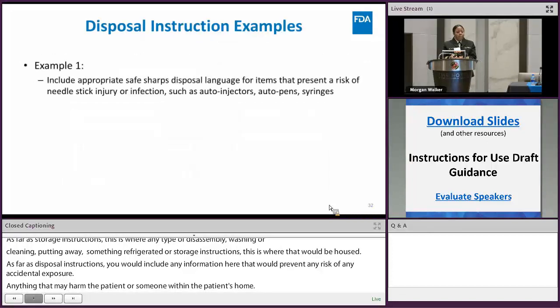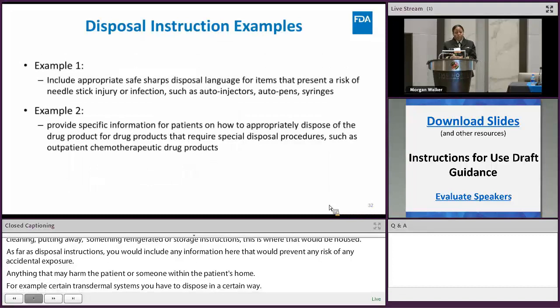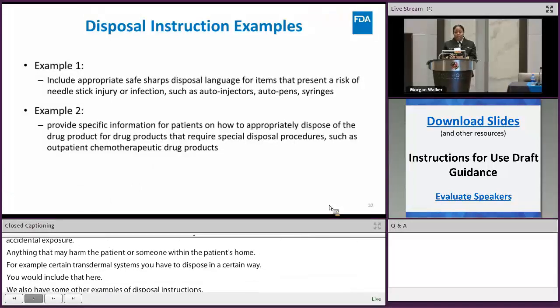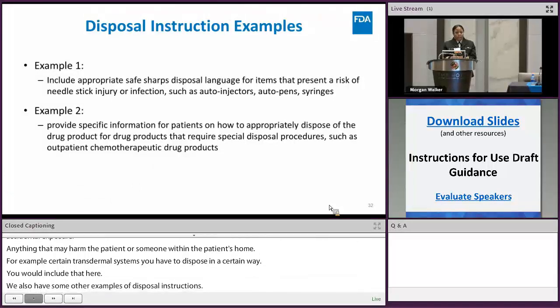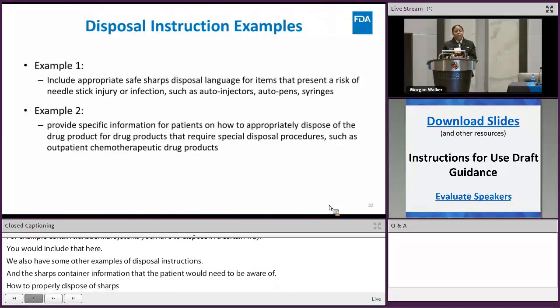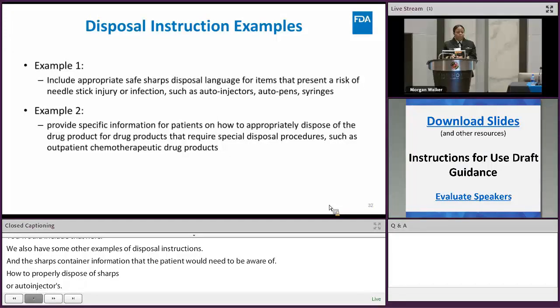We also have some other examples of disposal instructions. Any sharps container information that the patient would need to be aware of, how to properly dispose of sharps, auto-injectors, syringes, things of that nature. If there are any at-home chemotherapeutic drugs that have certain requirements for how to be disposed of properly, that information would be included in this section as well.